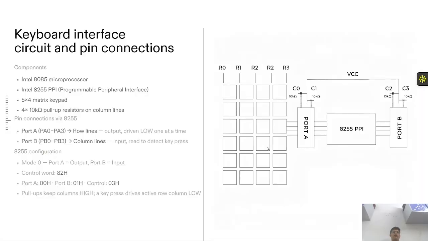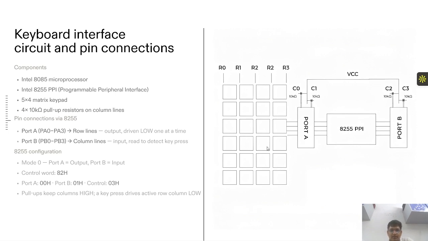This is the basic keyboard interface circuit with pin connections. The components we have are the 8085 microprocessor, the 5 cross 4 matrix keypad interface, and a pull-up resistor on the column lines. The pin connections are through the 8255. There's port A and port B. Port A corresponds to the row lines, while port B corresponds to the column lines. The port for the row lines is the output that drives the low one at a time, while the column lines are the input that read to detect which key was pressed.